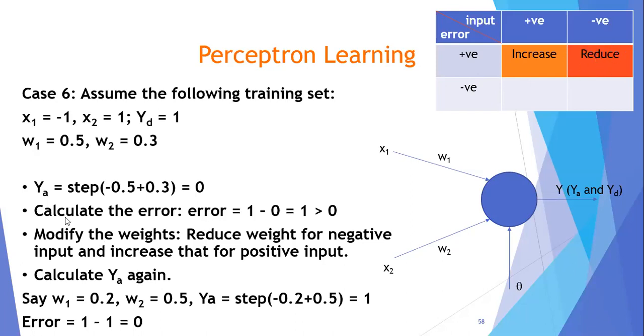Let's just do a quick calculation again. For x1, because it's negative, we have to reduce this weight. So we brought it from 0.5 to 0.2. For x2, it is positive, so we'll have to increase its corresponding weight. It increases from 0.3 to 0.5. So again, we've reduced the weight corresponding to the negative input, and we've increased the weight corresponding to the positive input. Let's calculate again now: minus 1 times 0.2 plus 1 times 0.5. So what we get is a step of 0.3, which is 1, and it's now matching the desired output. So you find the error becomes 0.